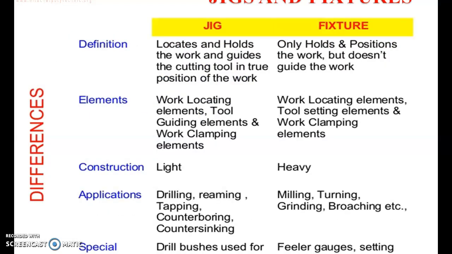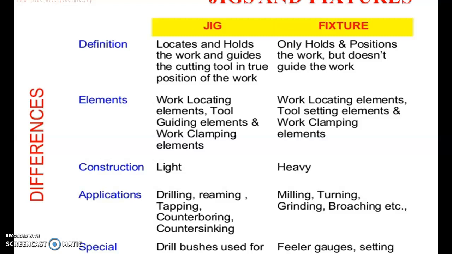So let's discuss the difference between jigs and fixtures. Let us discuss from the definition point of view. In definition, as already discussed, jigs locate and hold the workpiece and also guide the cutting tool. But in the case of a fixture, it only holds and positions the work but does not guide the cutting tool. Then elements: for a jig, work locating elements, tool guiding elements and work clamping elements. For a fixture, work locating elements, tool setting element and work clamping element.